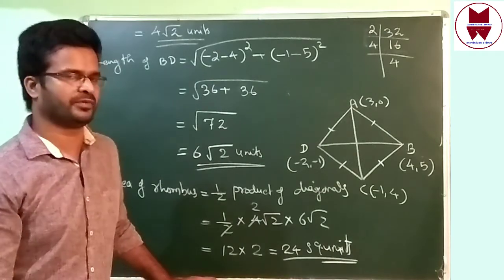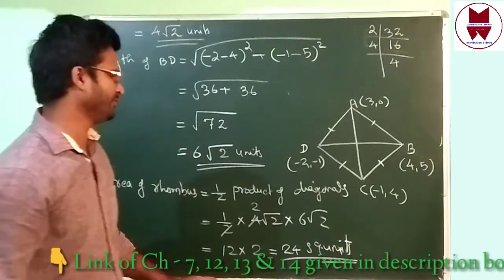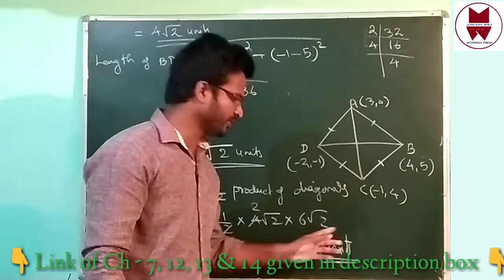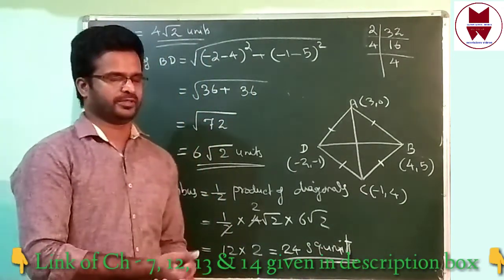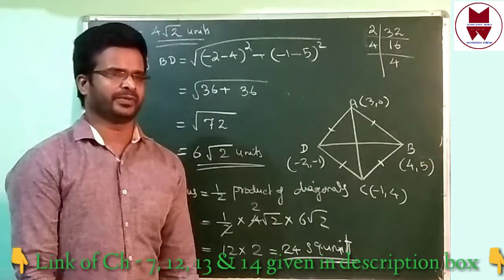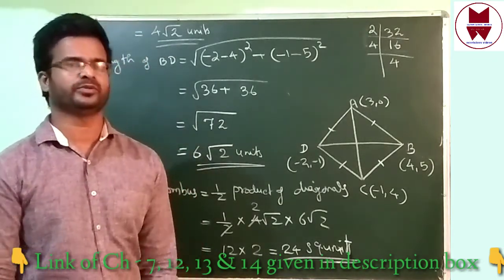Here they have not given centimeter, meter or anything like that. That's why we take 24 square units as the area of that rhombus. This exercise is finished. In the next class we can do the next exercise.